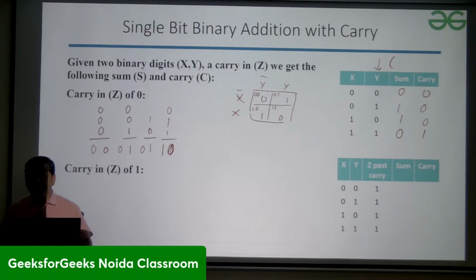If we simplify this, what you are getting? x complement y plus x y complement. So sum is nothing but the XOR. If you supply 2 bits x and y, apply an XOR gate to get the sum.